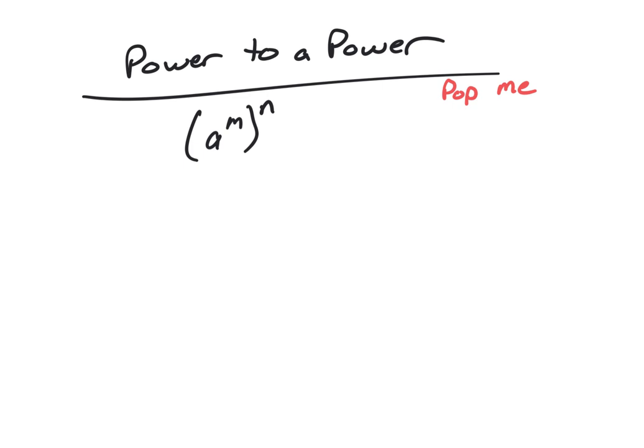So we're going to multiply the exponents together. This would be a to the m times n. We're going to multiply the exponents. So if I have t to the 3rd raised to the 4th, it would just be t to the 12th. That's it.